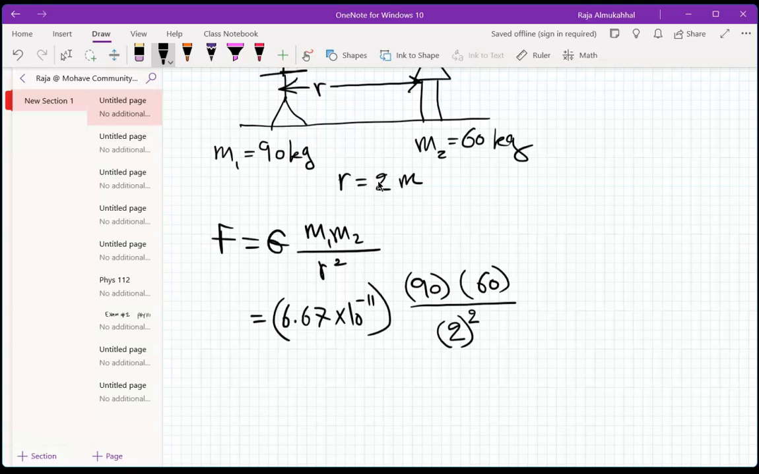So what I want to do now is use a calculator to get a number out of that, okay? And I think in a previous video, I showed you which calculators to use and how to use the calculator to write specifically scientific notation.